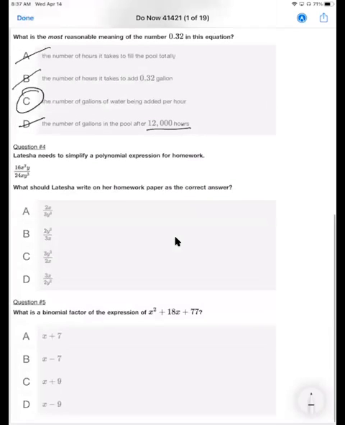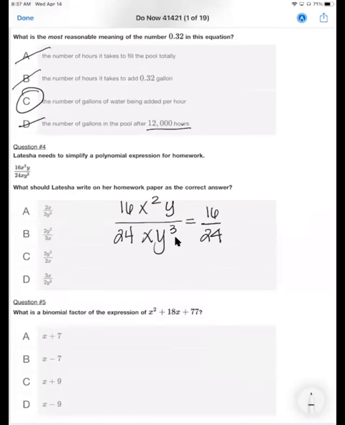All right, number 4, Letitia needs to simplify a polynomial expression for homework. What should Letitia write on her homework paper as the correct answer? So remember, when we have a fraction with exponents, we have to subtract the exponents, right? And we can simplify the whole numbers. All right, so let's do this step by step. Let's first simplify 16 over 24, and then we're gonna do x squared over x and y over y to the third power. Okay, so we're gonna do that.